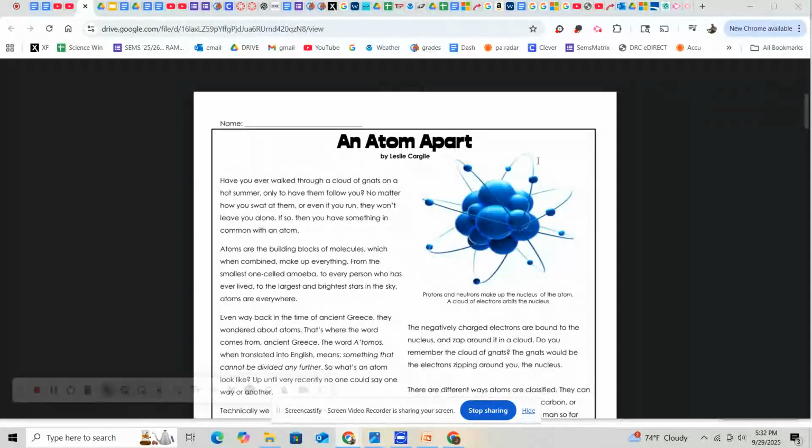We are now going to read the article called An Atom Apart. Have you ever walked through a cloud of gnats on a hot summer day, only to have them follow you? No matter how you swat at them, or even if you run, they won't leave you alone. If so, then you have something in common with an atom.